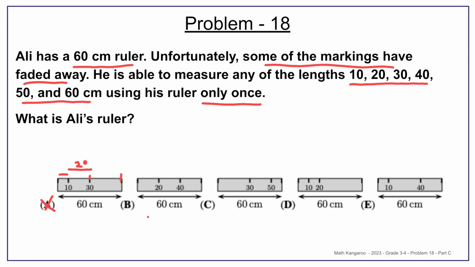Option B. Can we measure 10? 20 minus 40. These are all 20 differences. So we cannot measure 10 here. So this is not our option.